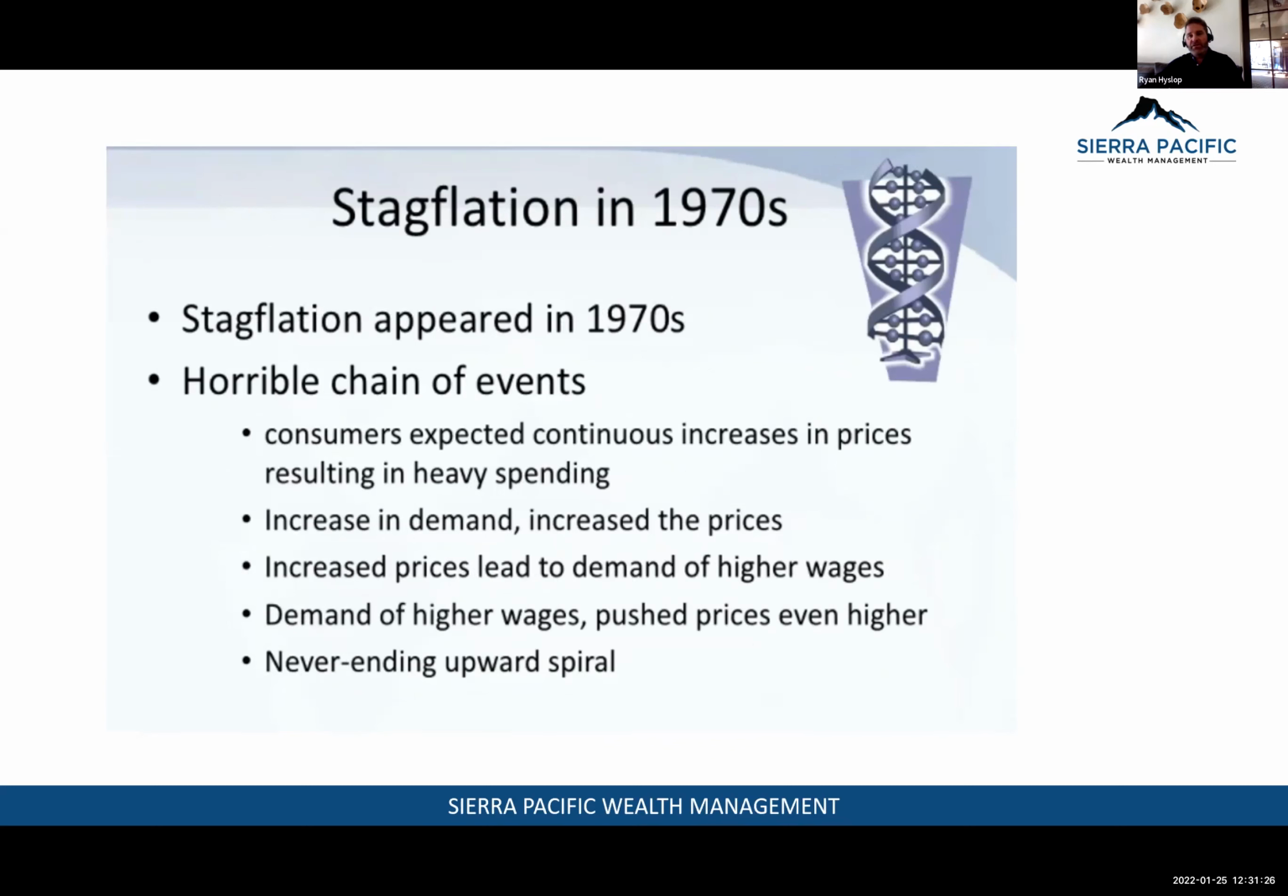All right. So the last time we had stagflation in this country was in the 70s, right? They've had stagflation in other parts of the world more recently, but here's something a little closer to us. The horrible chain of events: consumers expected continuous increases in prices, which resulted in heavy spending, because you want to go out and buy that house now before it's $100,000 more expensive next year, right? That increases demand and increases the prices. And just like we talked about, if there is a dearth or a limit of the supply of those goods and services, naturally the price is going to increase in a never ending upward spiral. So what was the solution? Next slide.